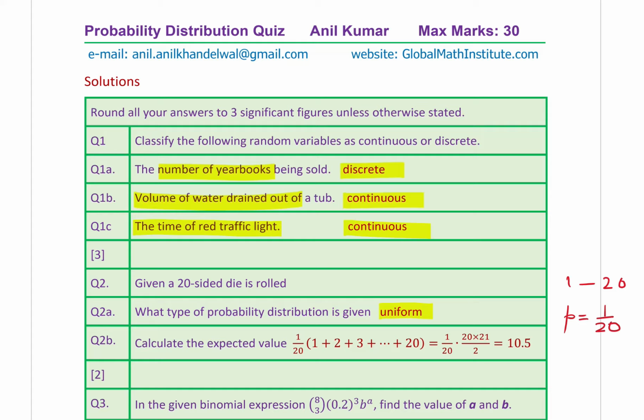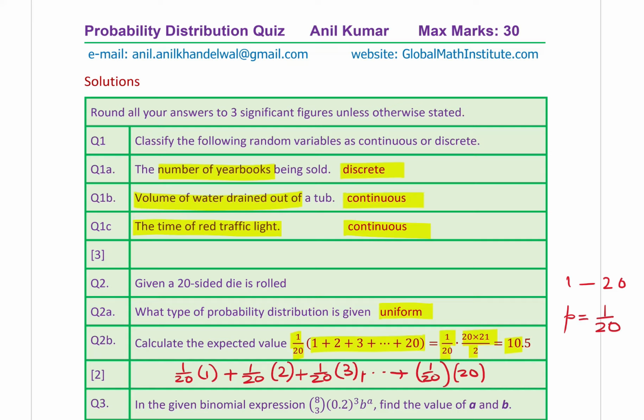So we have written all the answers in short. You can write this as 1 over 20 times 1 plus 1 over 20 times 2 plus 1 over 20 times 3, add them all up to 1 over 20 times 20. That is how you get the expected value. We have taken 1 over 20 outside as a common factor, so that is the product of 20, 21 divided by 2 times 1 over 20, which gives you 10.5. So 10.5 is the average value.